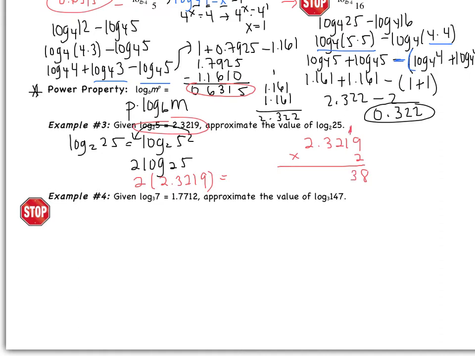2 times 2 is 4. 3 times 2 is 6. 2 times 2 is 4. So this becomes my answer. My answer is 4.6438.